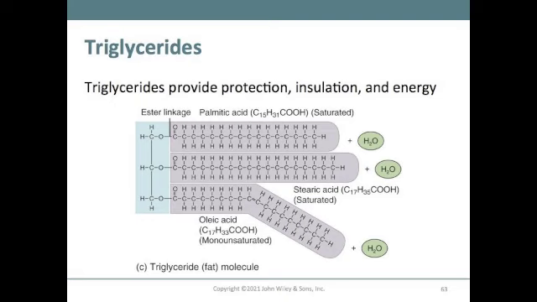3 fatty acids are attached by dehydration synthesis reactions, one to each carbon of the glycerol backbone. The chemical bond formed where each water molecule is removed is an ester linkage. The reverse reaction, hydrolysis, breaks down a single molecule of a triglyceride into 3 fatty acids and a glycerol.